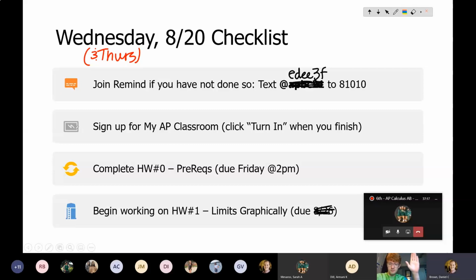With that being said, I am done with notes. If you are good to go, you can go ahead and log out. If you want to hang out and ask any questions during the last 10 minutes, you're also more than welcome to do that. What are we doing tomorrow? Tomorrow we are going to just barely start doing some more limits, but what we have to do when we don't have the graph in front of us.